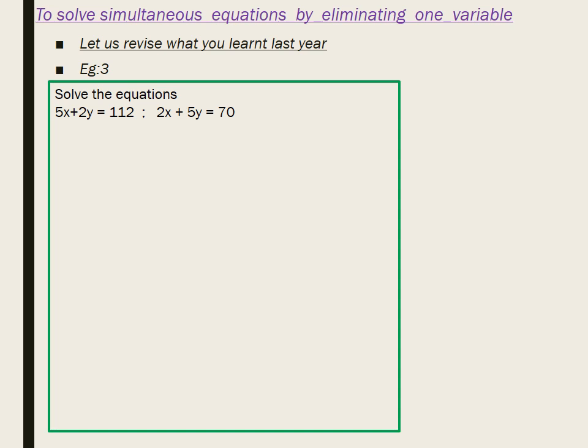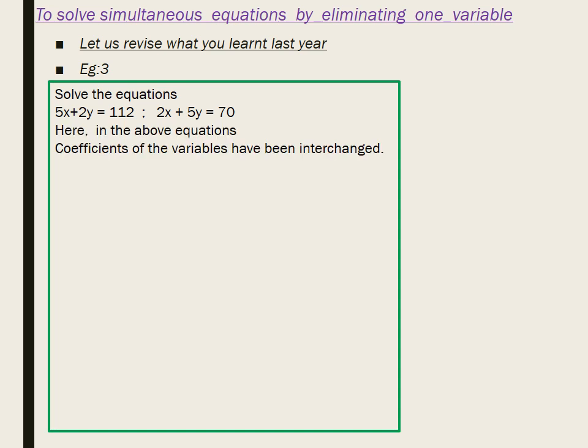Let's take a third example. In this example, if you observe carefully, the coefficients of the variables are interchanged, meaning in the first equation, the coefficient of x is 5 while the coefficient of y is 2. However, in the next equation, the coefficient of x is 2 while the coefficient of y is 5.